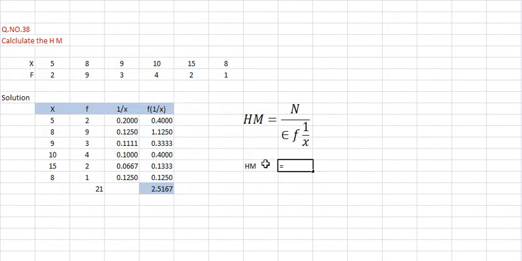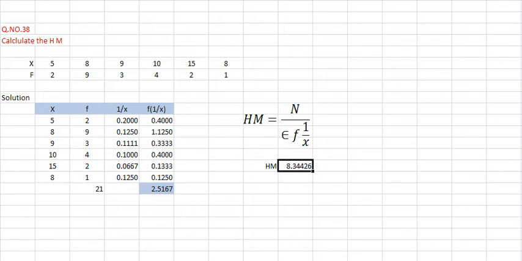So harmonic mean equals n divided by the summation of f by x. n is 21 divided by the summation of f into 1 by x, which comes to 2.5167. Then the answer is 8.34. So this was the answer for your question number 38. How to find the harmonic mean? This was the method.